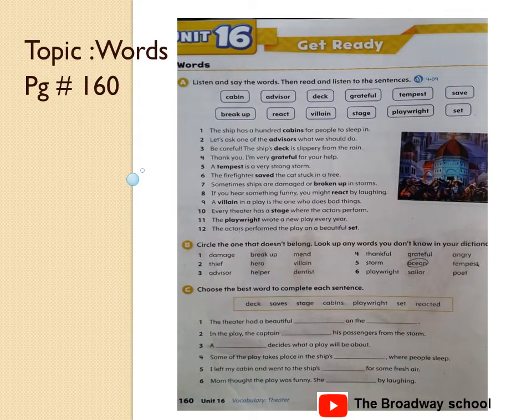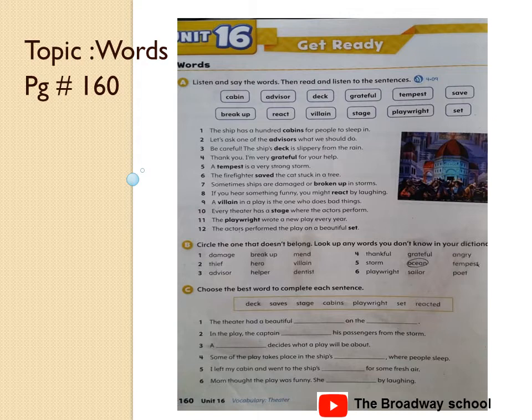Okay, our next topic is words. Textbook, page number 160. You are quite familiar with these kinds of exercises. We have already done them in our previous chapters as well. Part A is listen and say the words. You just have to read the words and sentences once.